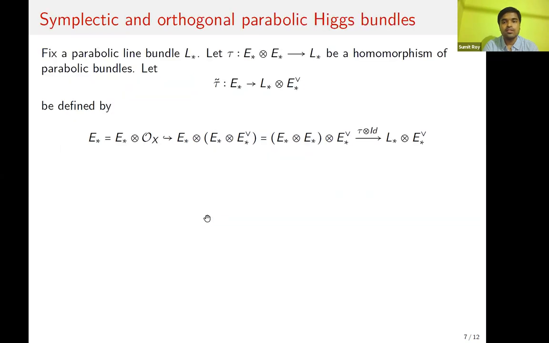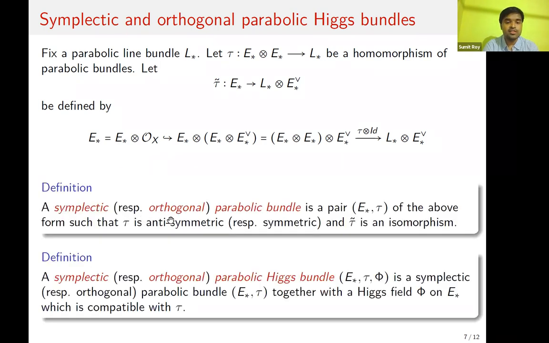Okay. So now let us define the symplectic and orthogonal parabolic Higgs bundles. So fix a parabolic line bundle L, and let τ be a homomorphism of parabolic bundles from E ⊗ E to L, and τ̃ from E to L ⊗ E dual, which is defined by this composition. Here O_X is a trivial parabolic bundle. It basically means all parabolic weights are zero. And that's a subbundle of E ⊗ E dual. And we say that a symplectic, respectively orthogonal, parabolic bundle is a pair where this τ is anti-symmetric, respectively symmetric, and this τ̃ is an isomorphism.